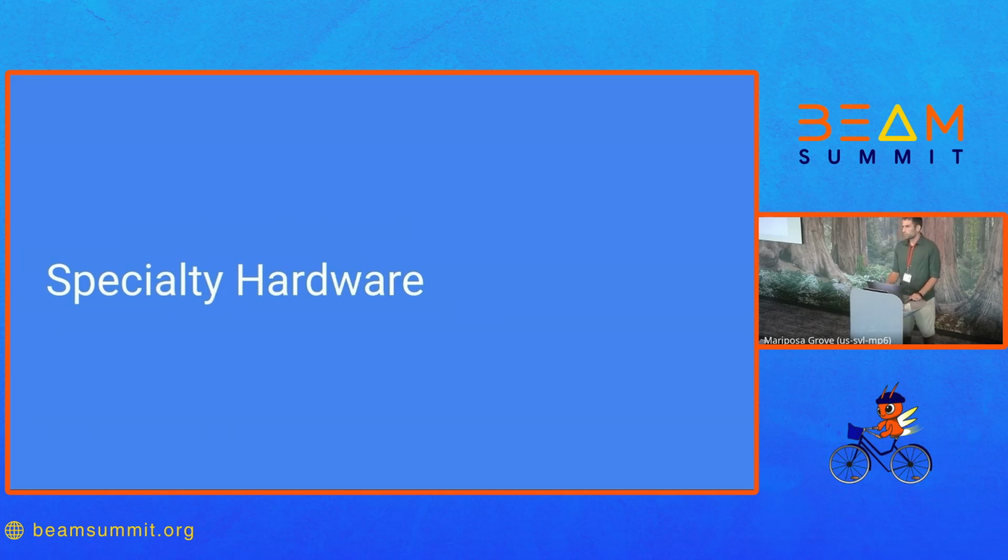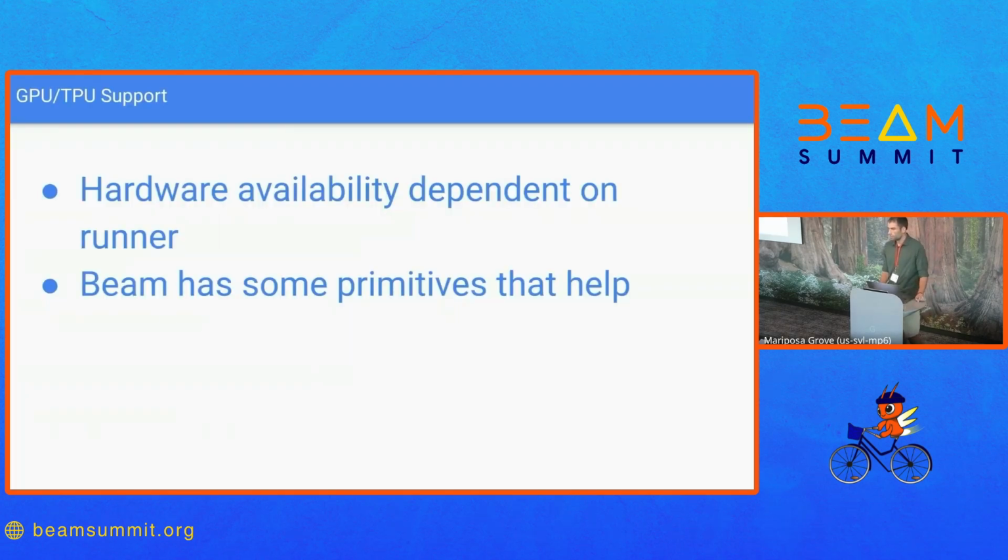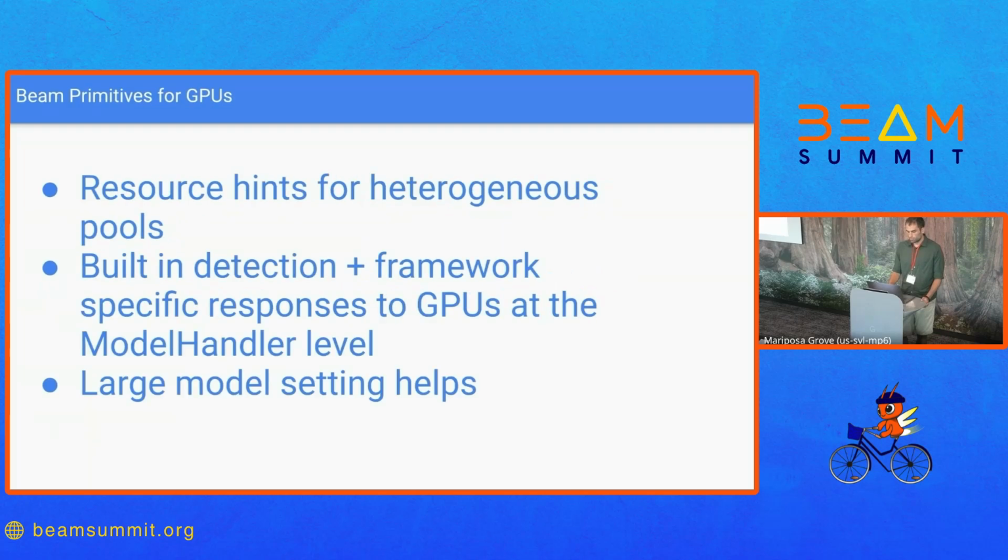So let's talk about specialty hardware. It's really common to want to run your inference on GPUs or TPUs. And obviously, the availability is dependent on the runner. So not all runners are going to have access to all hardware. And if you're using the local runner, you probably don't have a GPU attached. But for cases where you do have hardware available, like GPUs or TPUs, Beam can help.